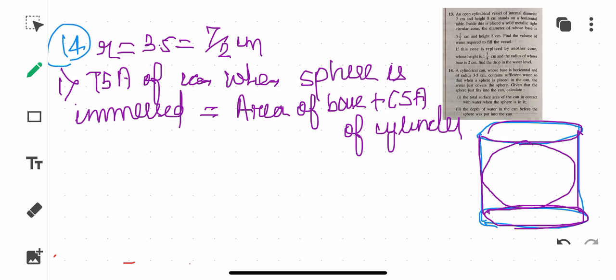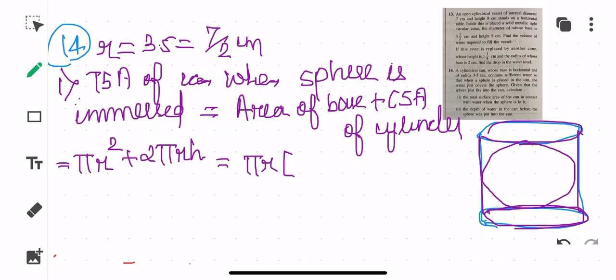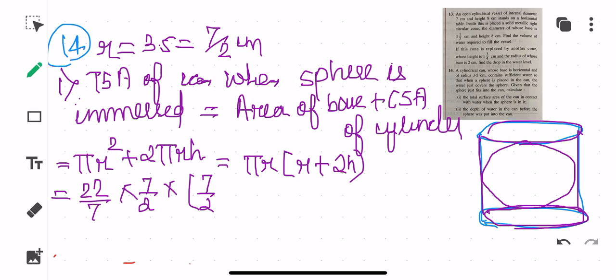So what is the area of the base? The area of the base here will be equal to pi r square. So I'll be writing this in turn is equal to pi r square plus CSA, which is how much, children? 2 pi r into h. Here what all things can you take common, children? Here I can take pi r as common, and then I'll be left with r plus 2 into h. So if I just replace the values, how much am I getting? 22/7 into radius 7/2 into, again the radius 7/2, plus 2 into height.